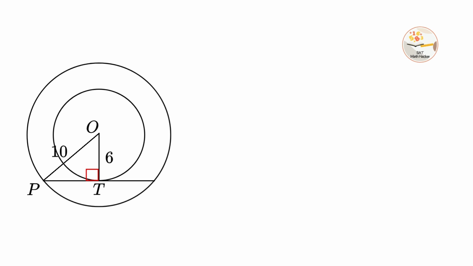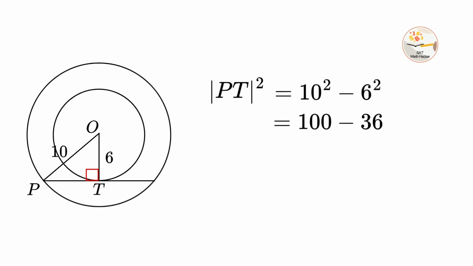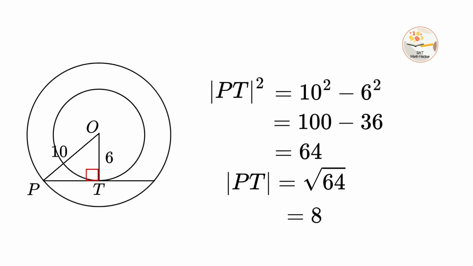By the Pythagorean theorem, PT squared equals 10 squared minus 6 squared. That's 100 minus 36, which equals 64. So PT equals the square root of 64, which is 8. The correct answer is 8.